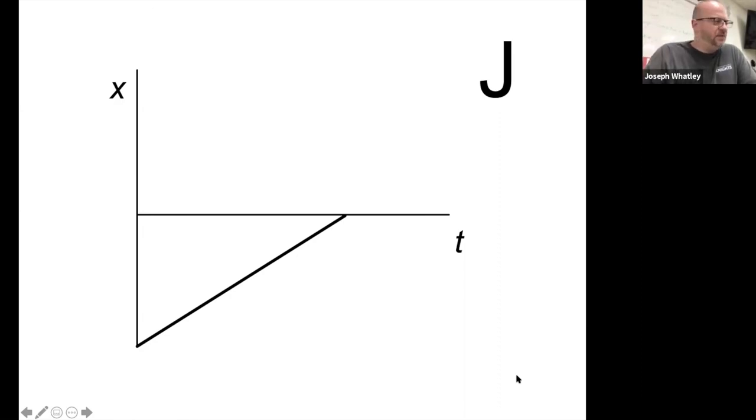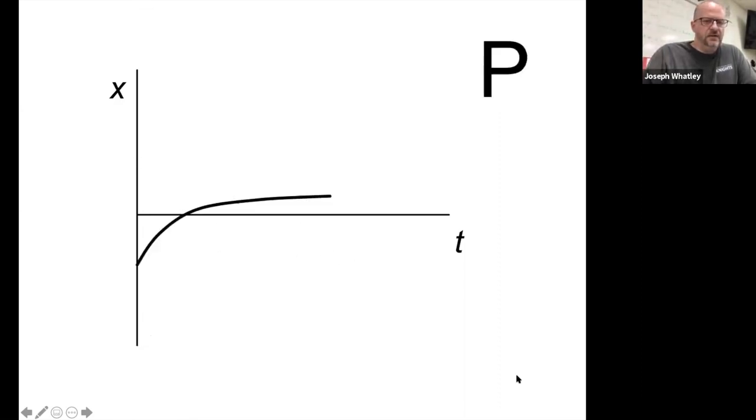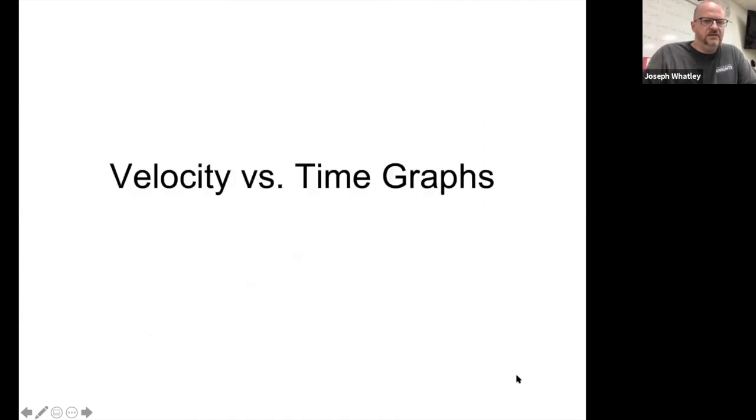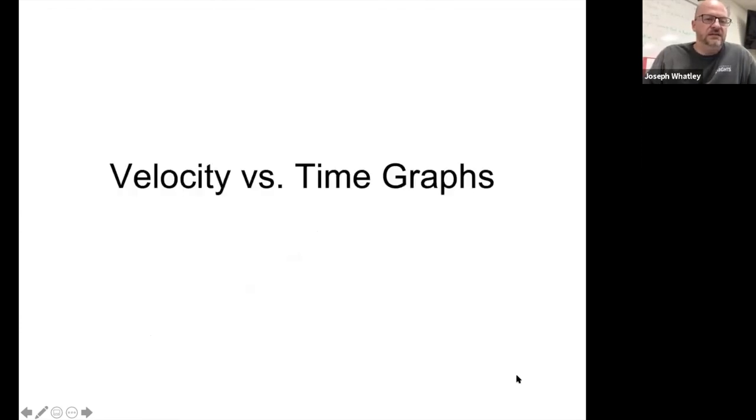All right, we're about halfway done time-wise, so let's just advance to the velocity graphs. You can see there's a bunch that I skipped. I don't know if you could see, but it goes all the way to U. We weren't nearly to U. So let's switch over to the velocity graphs and go through those and see how we're doing.